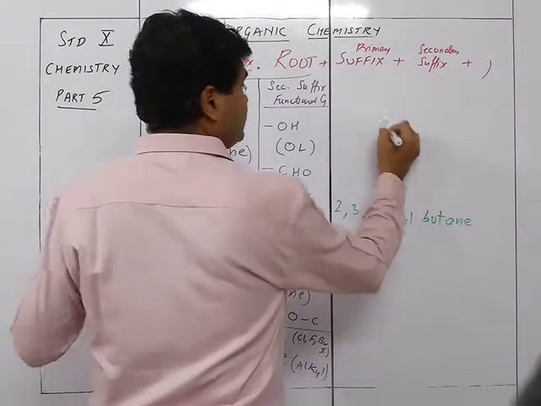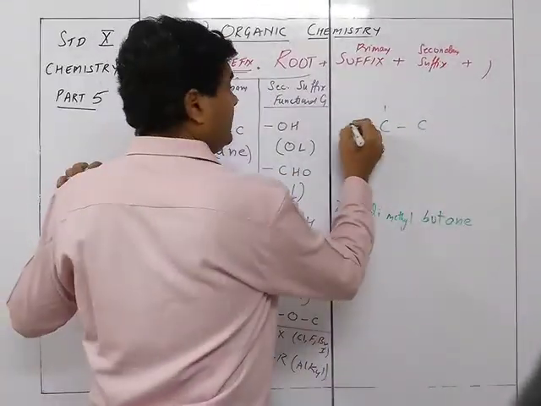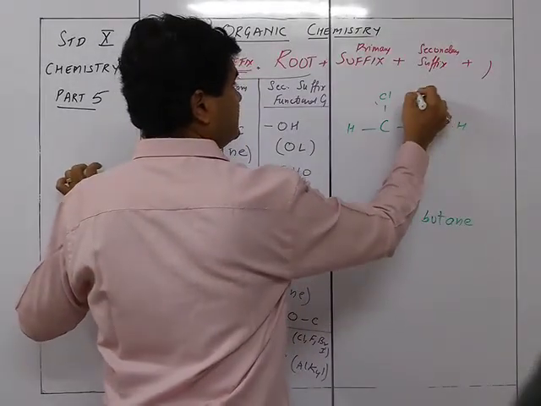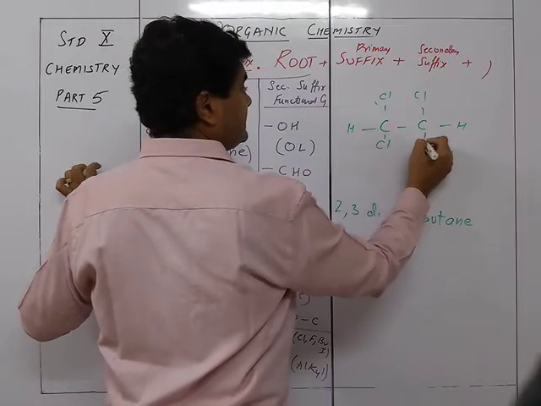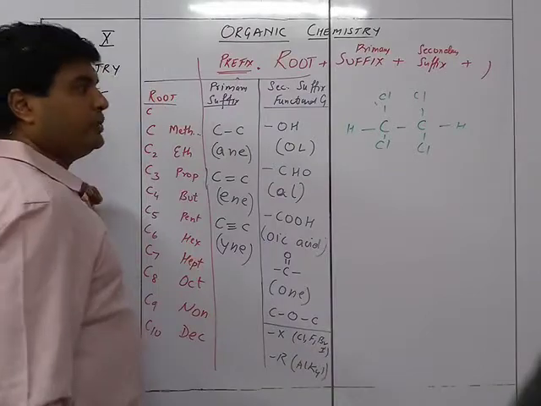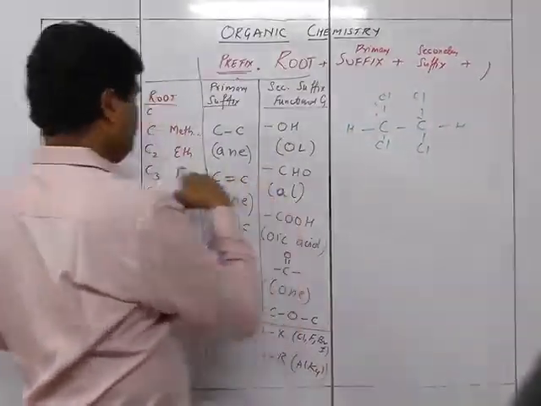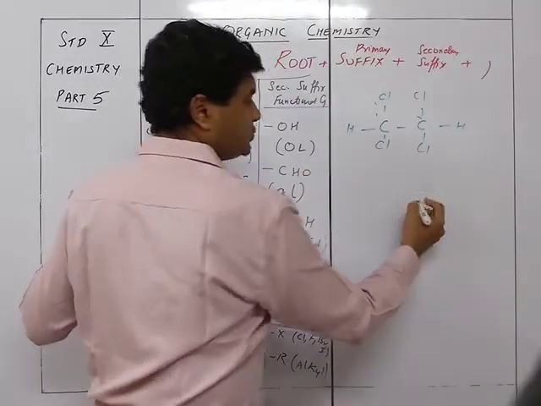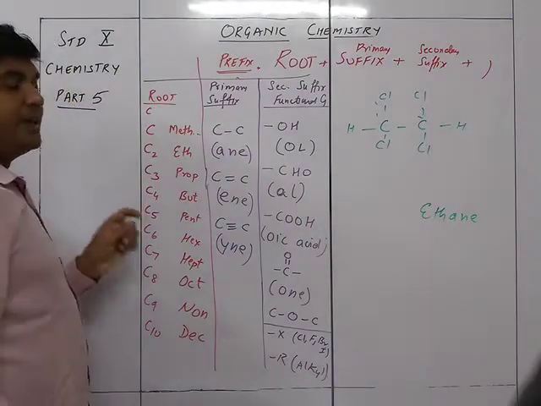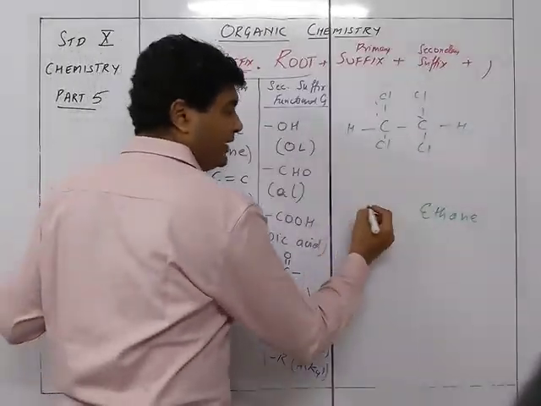That is C single bond C, and then there is an H, and all these are Cl, Cl, Cl, Cl. So what will this be? This is 1 and 2, so 2 carbons means eth. It is ethane because of the single bond. Now there are 4 chlorines.